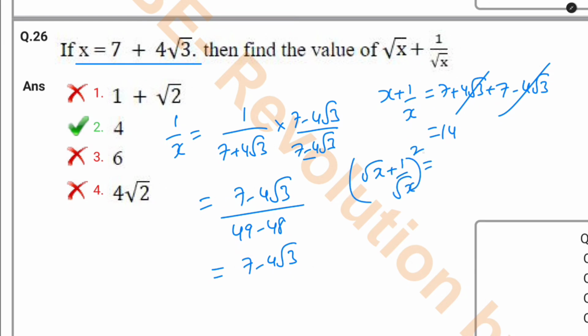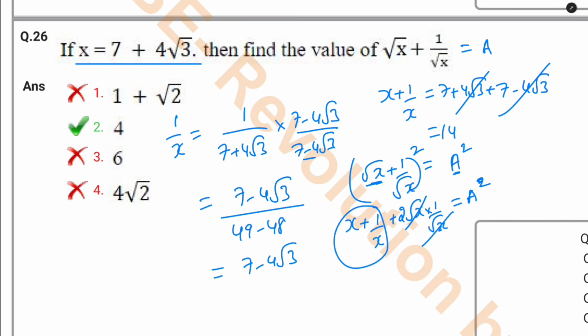So if we square both sides, I am assuming this value will be a. Then this will also be squared, because if this value is a, then the square will be a square. So this is in the form of a plus b whole square. So root x whole square, x, 1 by root x whole square, 1 by x, plus 2 into ab, means 2 root x into 1 divided by root x. So this will be cancelled. So this will be equal to a square.